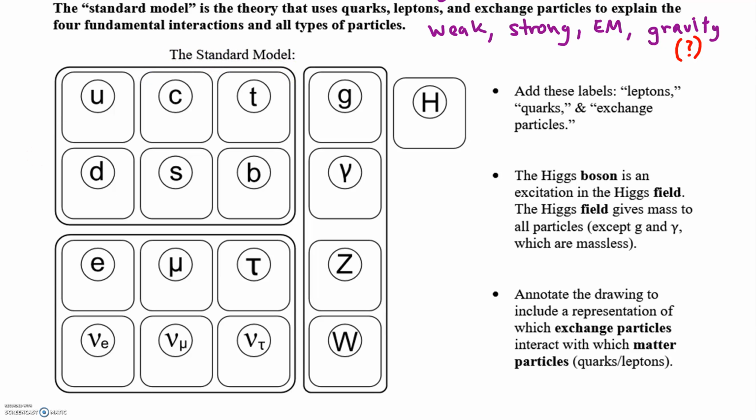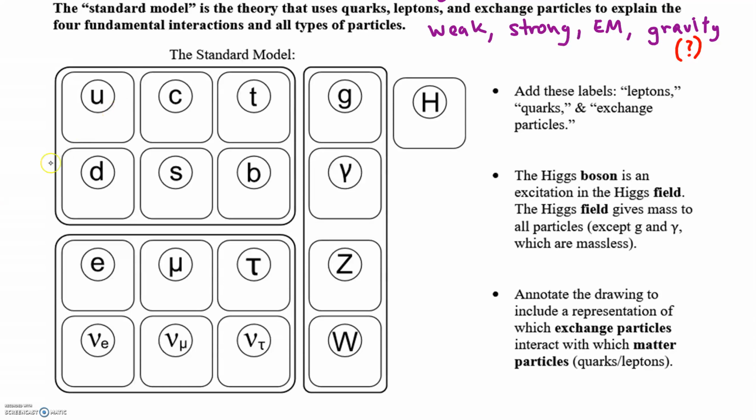That's all sarcasm, of course. Okay, what is the Standard Model? It's a theory that uses quarks, leptons, and exchange particles to explain the four fundamental interactions and types of particles that exist. Although, we're cheating, aren't we? We can't actually explain gravity yet. We're working on that. If you solve that, you've got 20 Nobel Prizes with your name on it.